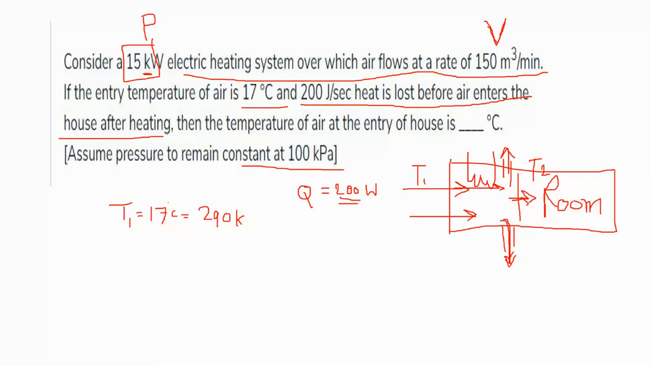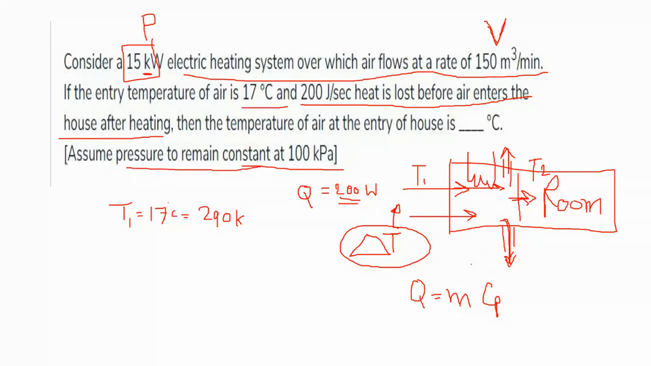Now, we have to find the temperature increase, so whenever an equation consists of delta T, the one equation that comes to our mind is Q is equal to m cp delta T, because here pressure remains constant. Now, we have volume flow rate, but how to find mass flow rate? This is the question.